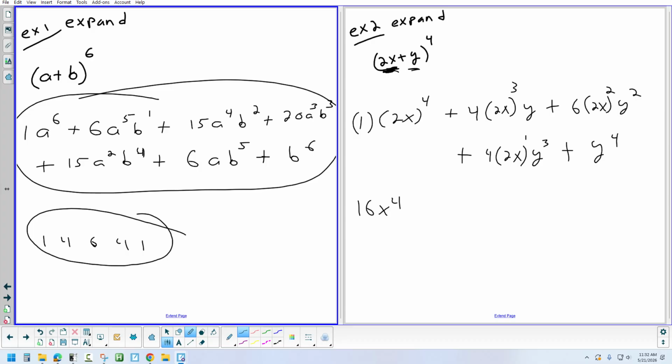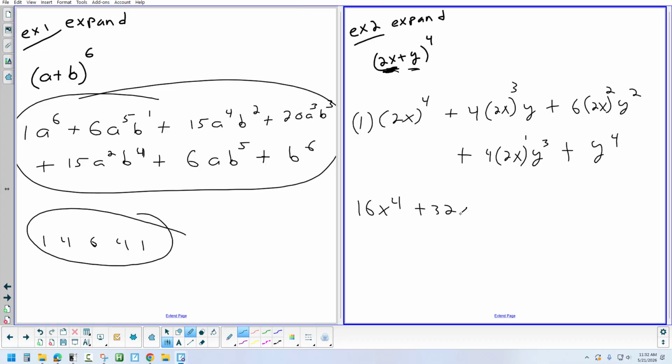Okay. How about the next one? What's 2x cubed? Cube 2x, Nick? 8x cubed. So 8x cubed and then times 4, 32x cubed. So that's 32x cubed y. So that's your second term.